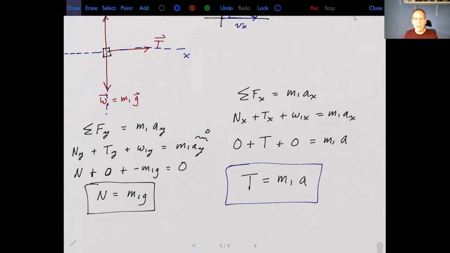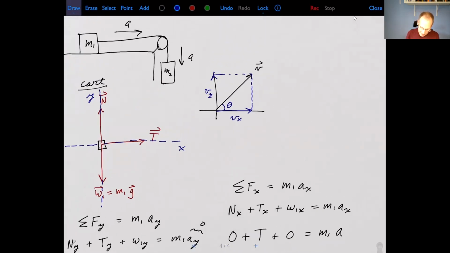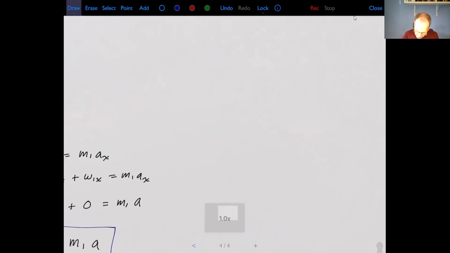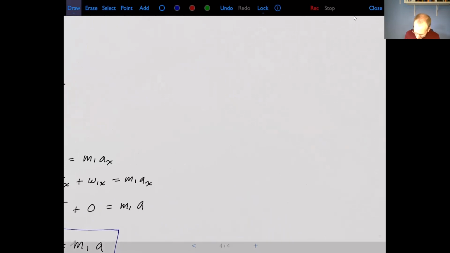Okay, so we applied Newton's second law to the cart. Now we're going to do the same thing to the suspended mass. Remember, the suspended mass is the one that's going to accelerate downward, right? The hanger. So let me do that over here somewhere. Let's say this is the suspended mass.